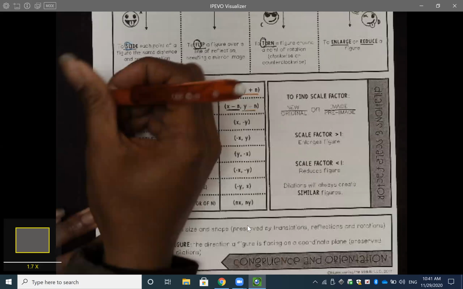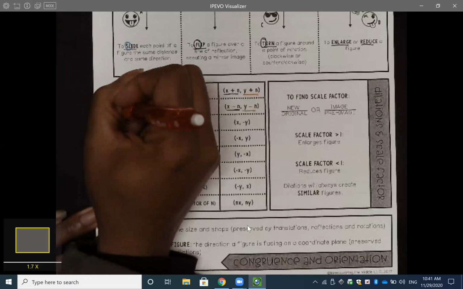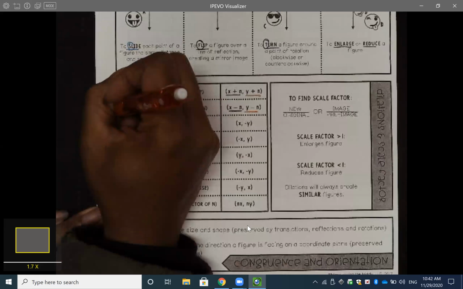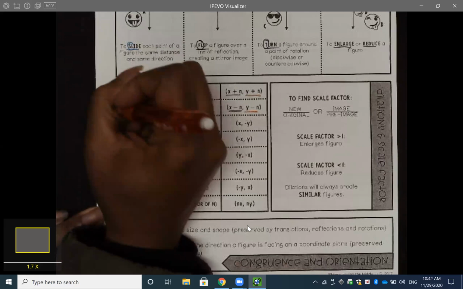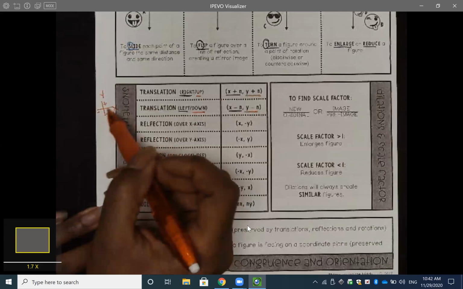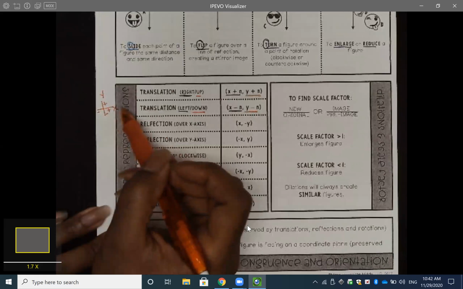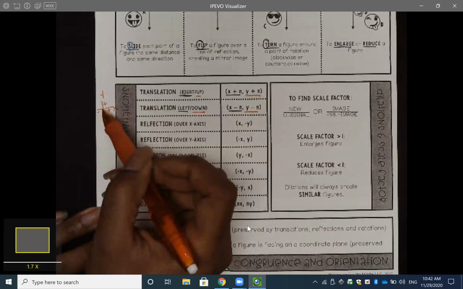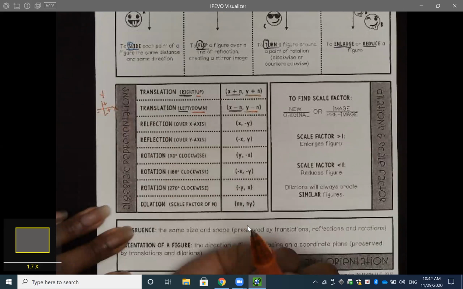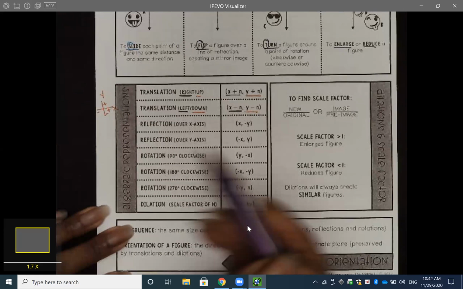Literally think of a grid. This is your X, this is your Y. This is your positive numbers, this is your negative. This is your positive, this is your negative. So if your X is positive, you're going to the right. If your X is negative, you're going to the left. If your Y is positive, you're going up. If your Y is negative, you're going down. Same concept. Next, we have reflections.